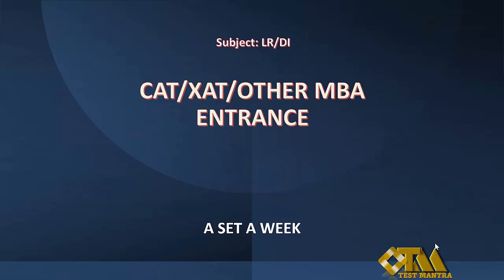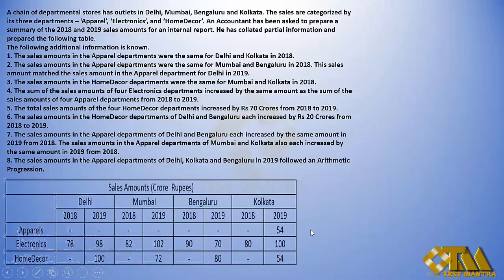Hello everyone. So today again we'll discuss one set from CAT 2020 slot 2. It's more of a data interpretation set, but it's a mix of data interpretation and logical reasoning. So slightly based on calculation.